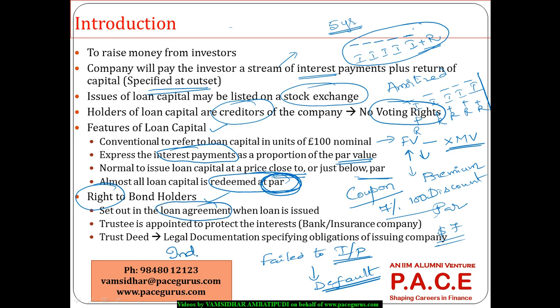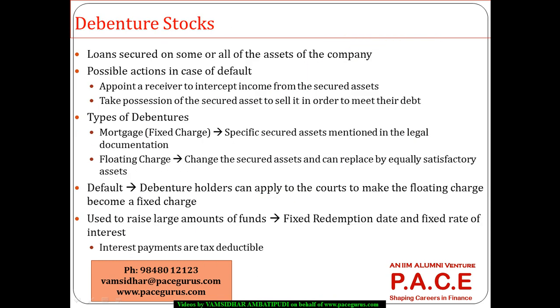This loan agreement is, in other words, called the bond indenture. So the do's and don'ts are mentioned clearly. And to protect the interest of all these investors, a trustee is appointed. Generally, the trustee is either a bank or an insurance company. And there is a trust deed which clearly specifies what the company has to do, what the obligation of the company is towards its investors. So all that goes as a part of the traditional loan capital.